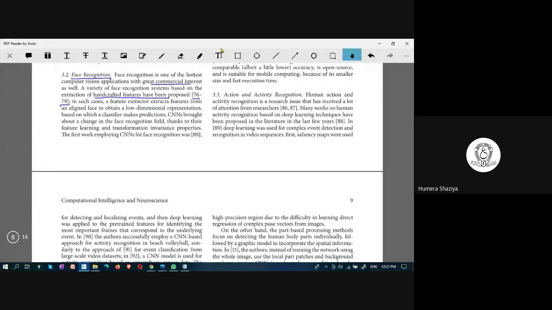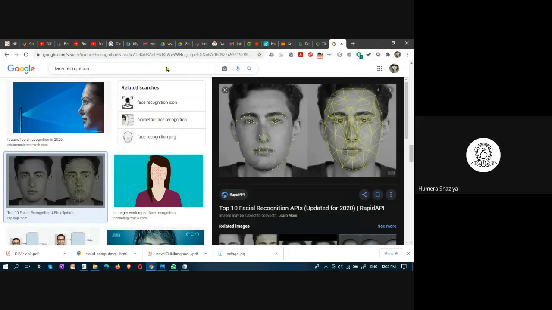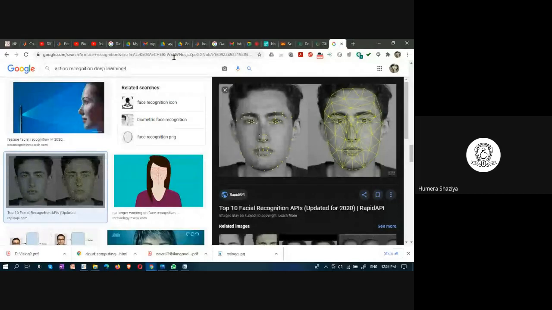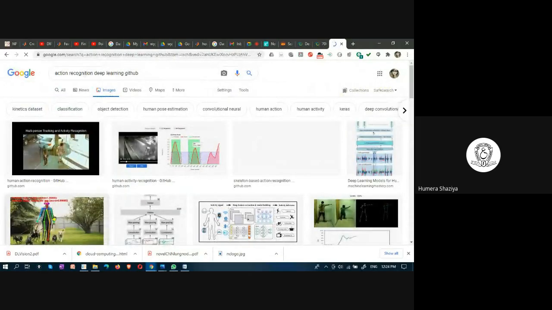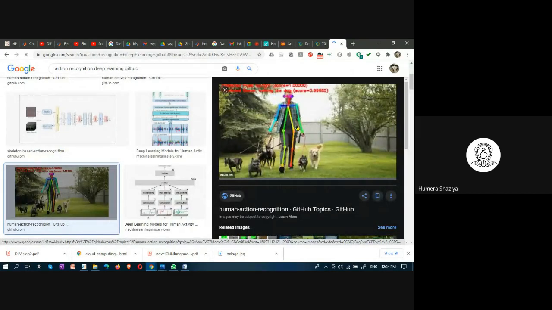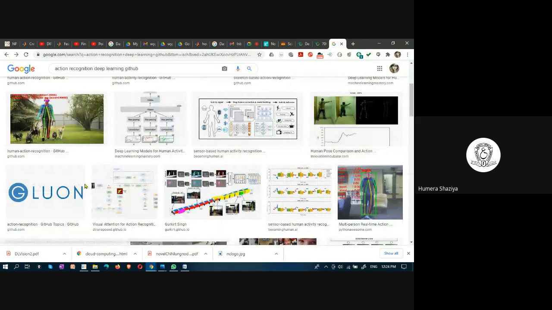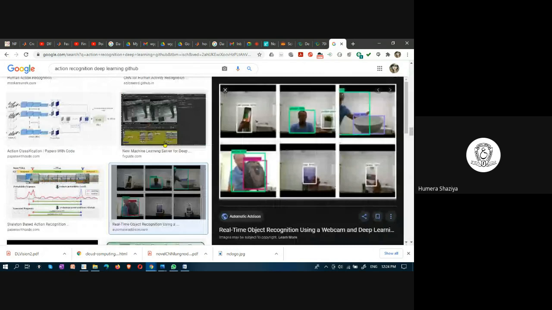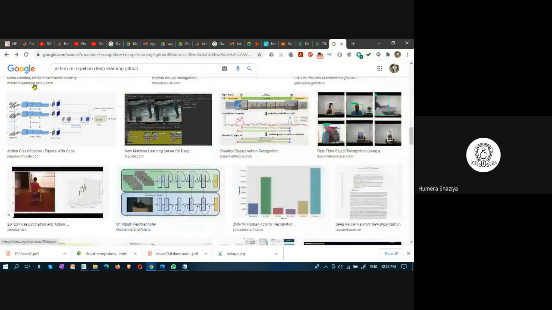The third application is action and activity recognition. Let me show you some figures. Action recognition. Look at this figure. This man has taken out his pets in the garden. So that is the action. This human action. Or there can be a man running or doing different activities, playing, doing gym, dancing.